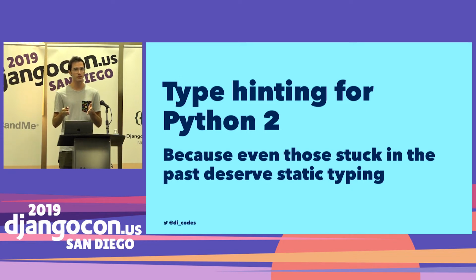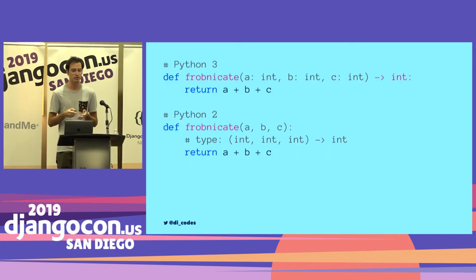So the syntax for function annotations only came in Python 3, but because even those on a super old version of Python still deserve to be able to do static typing, we were able to take these type comment annotations and backport them to Python 2 and get the same behavior. So in Python 3, we could put them in line with the function annotations. In Python 2, we could just write a comment underneath the function declaration and have the type annotation there.